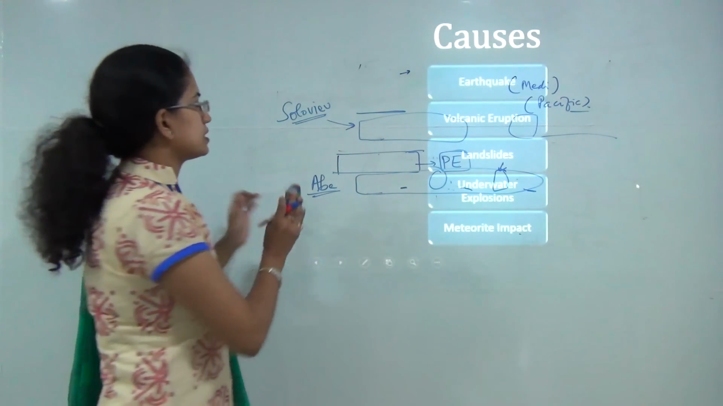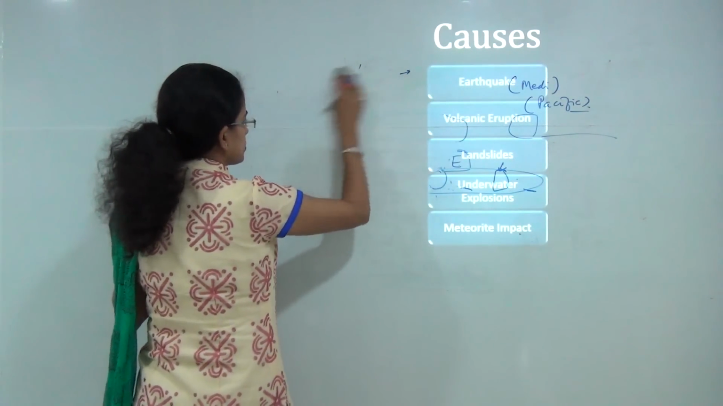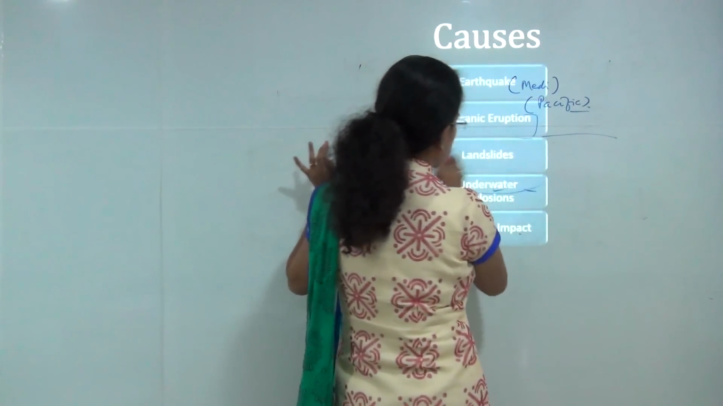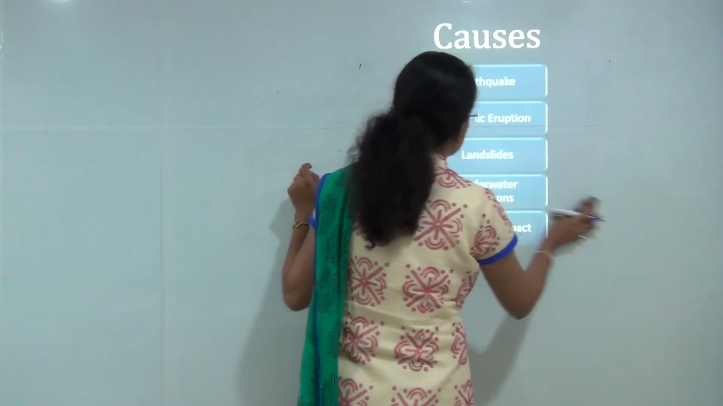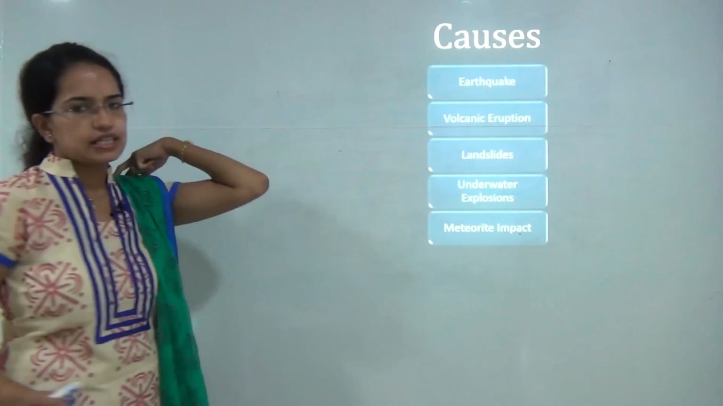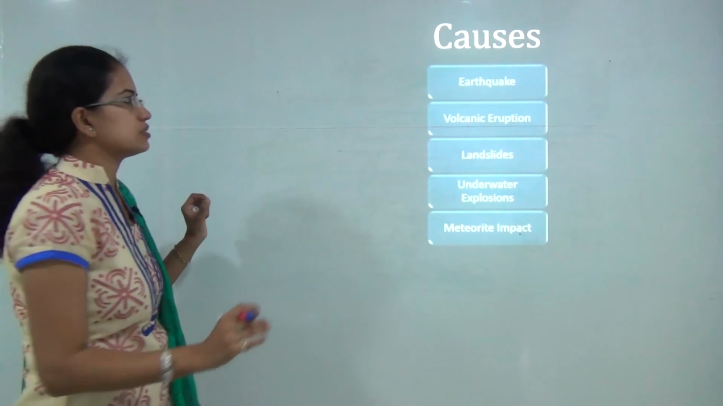Now, the next important thing is, how are tsunamis caused? The most common explanation that you could refer to is either earthquakes or volcanoes. But these two are not the only causes for tsunami.